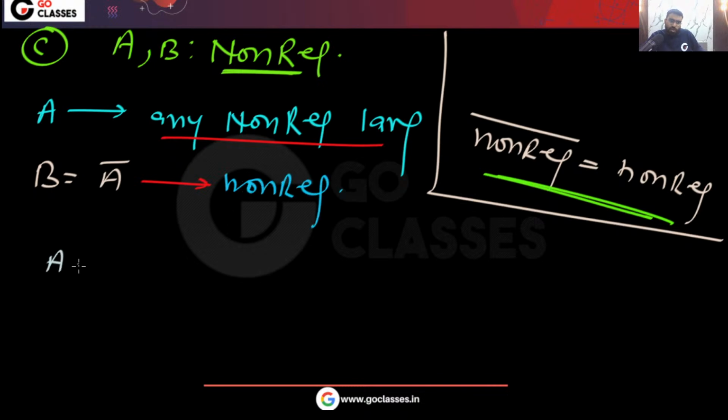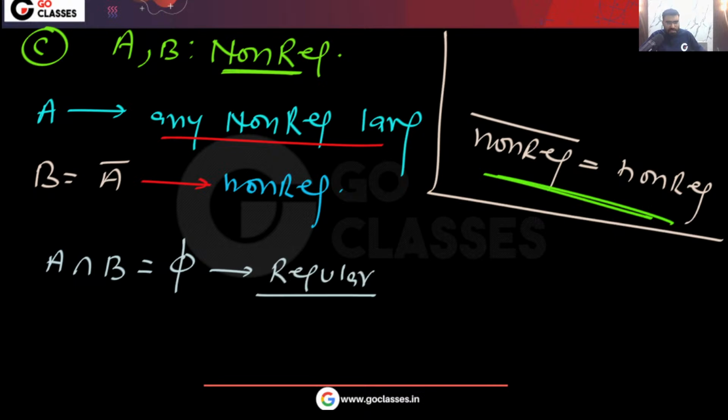Now, what is the intersection of A, B? Please tell me. Remember, B is A complement. So what is the intersection of A, B? That will be phi, which is regular. Yes or no? Which is regular. Is this clear?